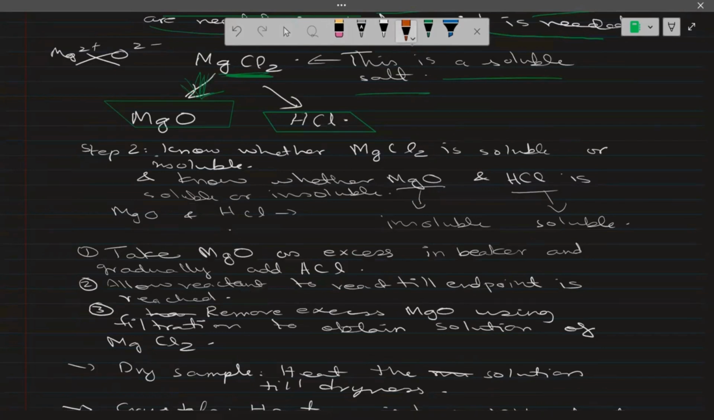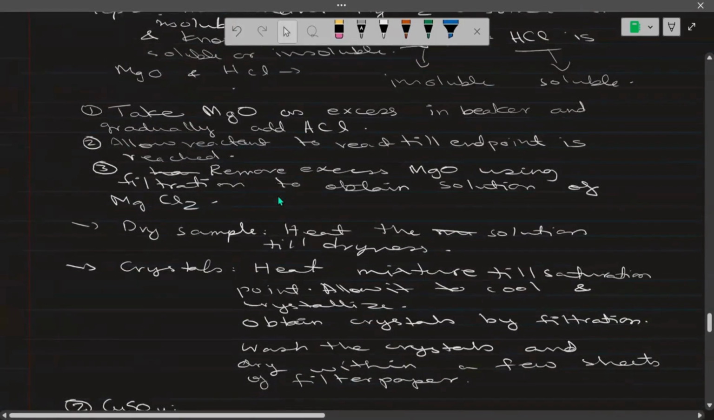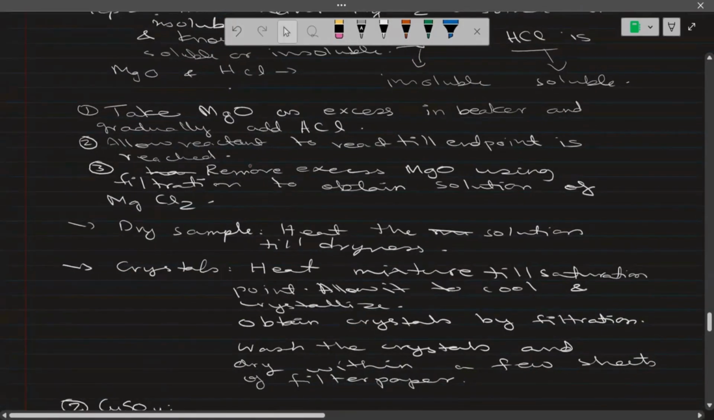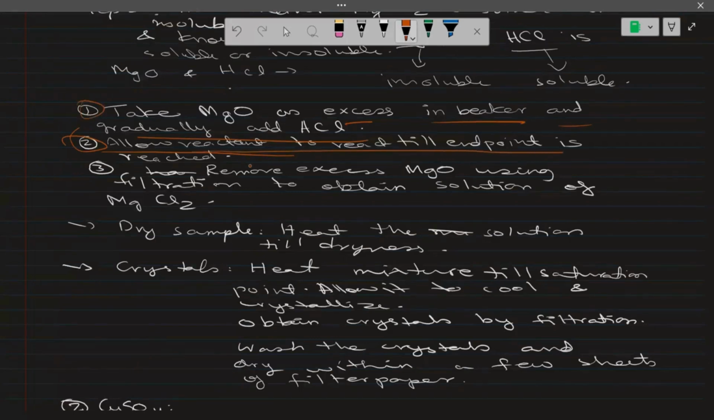So we found that it's soluble and insoluble. Okay, then we will take MgO as excess in a beaker and gradually add HCl. The second part we will do is allow the reactant to react till the end point is reached. The third thing we'll do is remove excess magnesium oxide using filtration to obtain a solution of MgCl2.